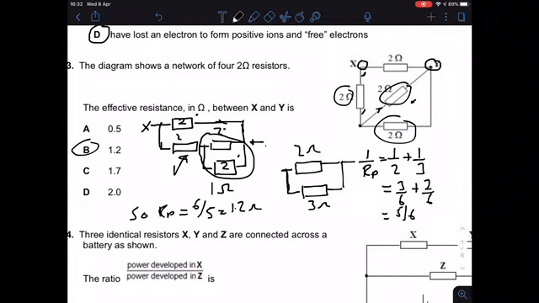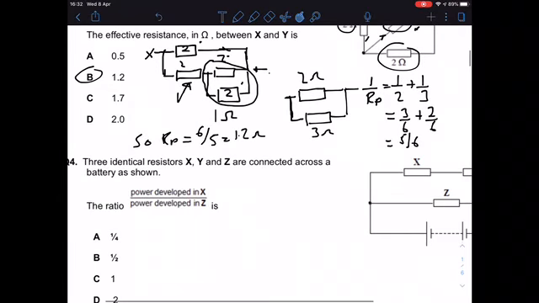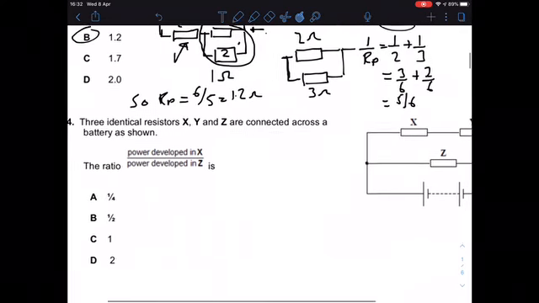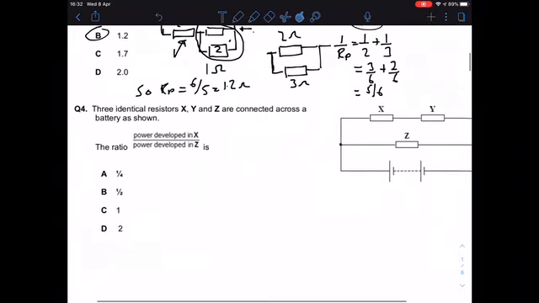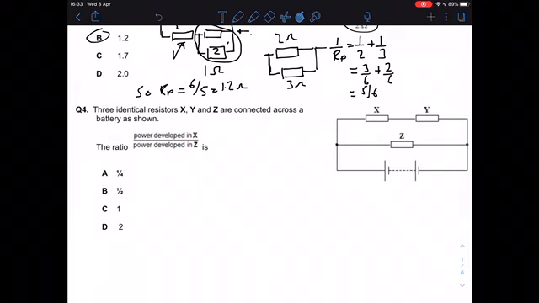Okay, let's have a look now at question 4. Again, this caught quite a few people out. About half of you got this, half of you didn't. So let's go through this. Let's make it a little bit smaller so you can see the question. Okay, so we've got to determine a ratio for the power in X divided by the power in Z.